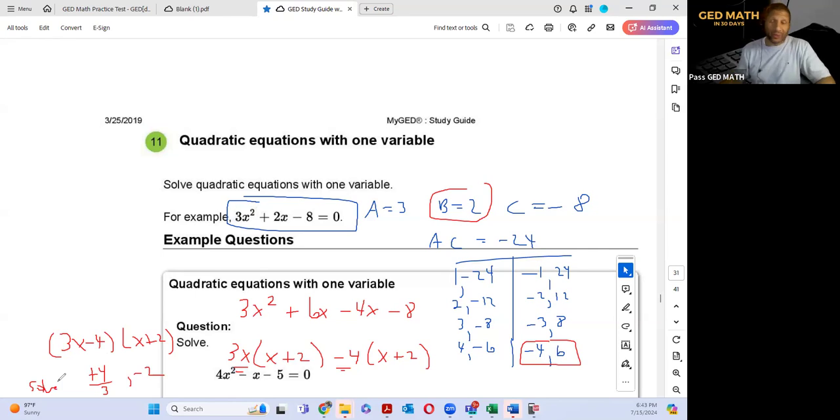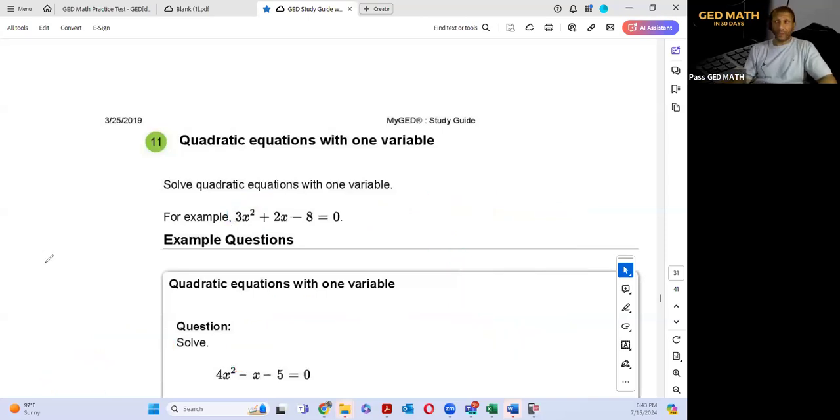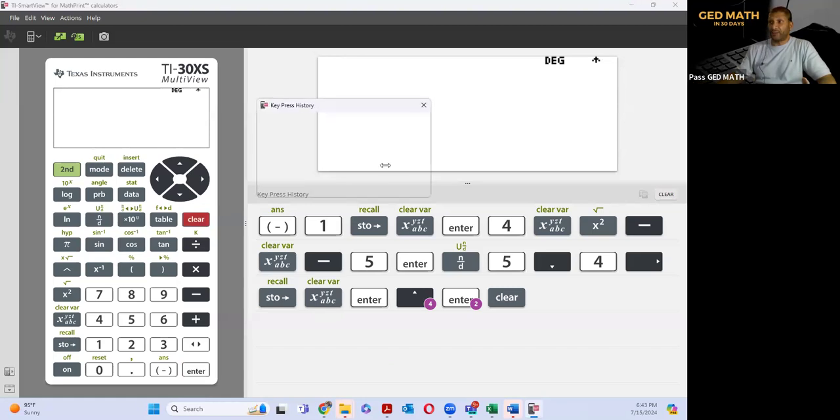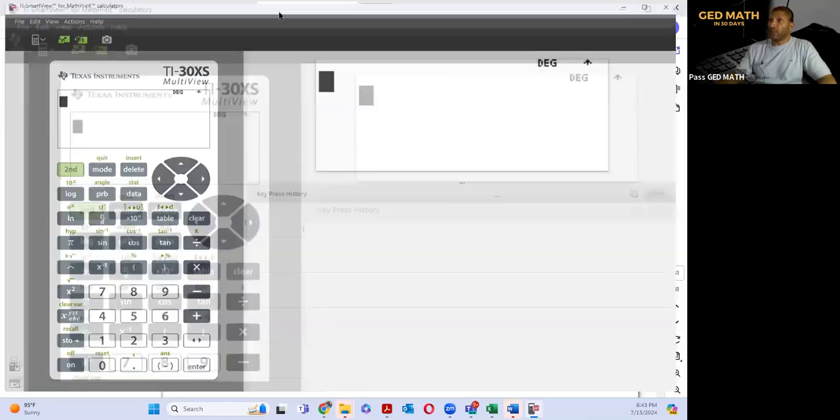Who wants to do that on the exam? Don't you understand that that's gonna hurt your brain? So again, I give you another way to solve a quadratic equation using the calculator. Go on that ebook, learn how to do it.